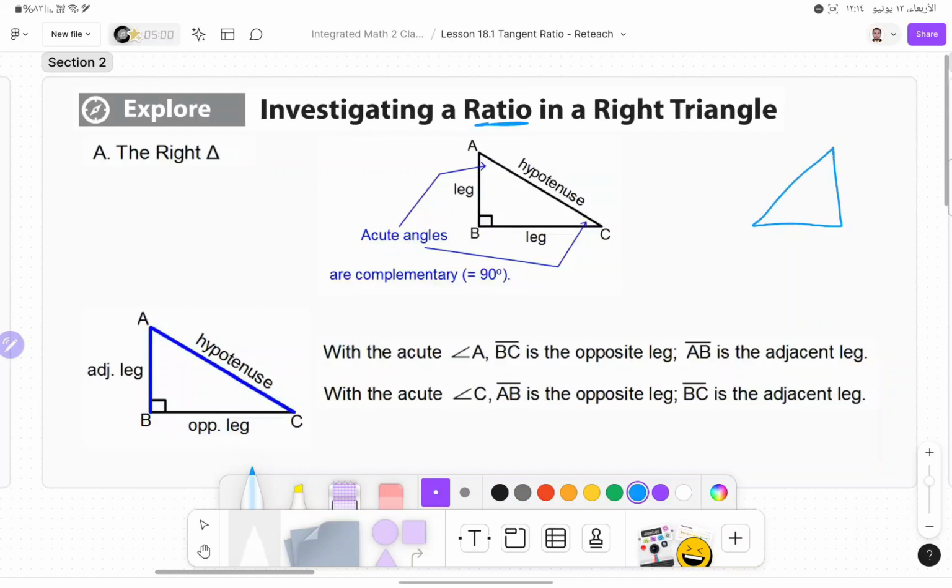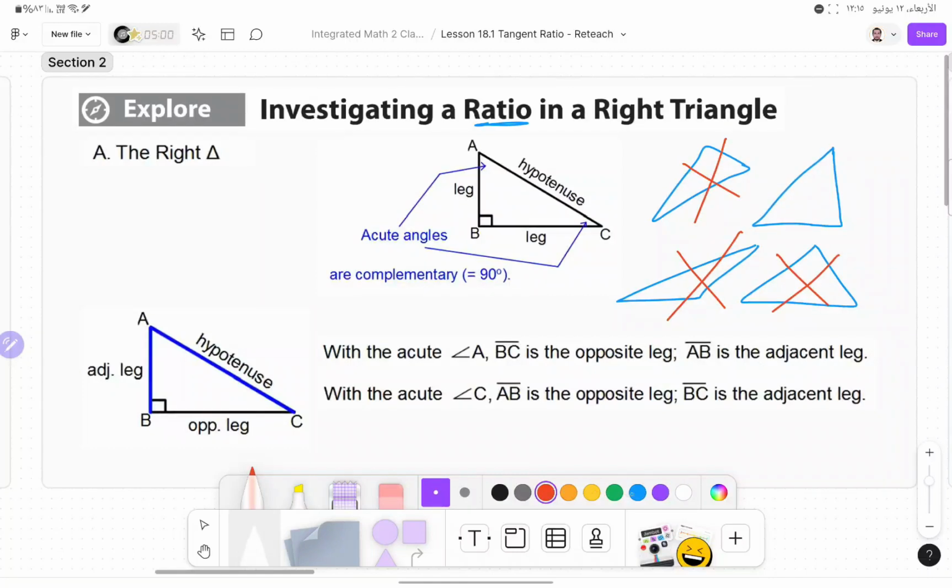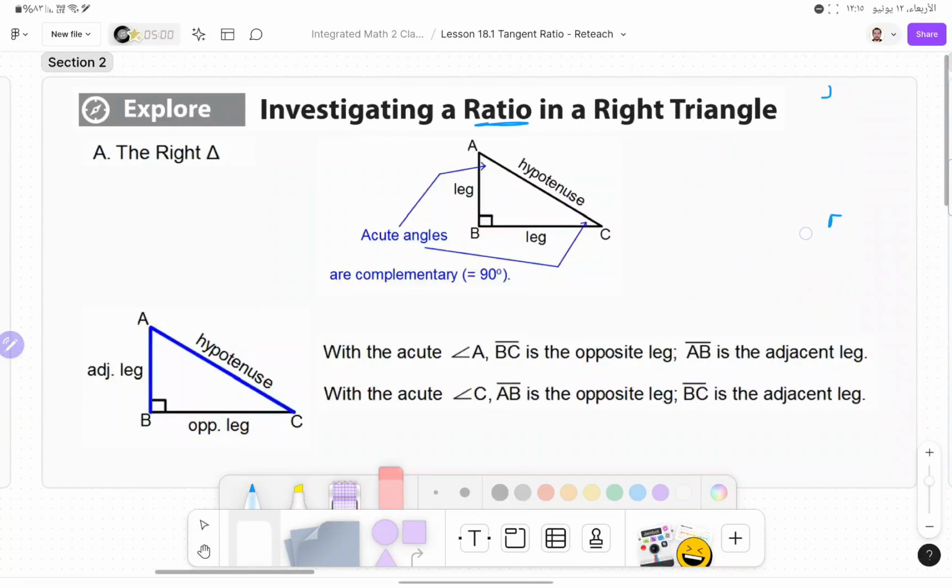When the triangle is any other type, for example an acute triangle, or an obtuse triangle, or any type of scalene triangle, I can't use the ratio. I can use the ratio only in the right angle triangle, maybe like this, or like this, or sometimes like this. If I have any other type, I can't use it. Now let's focus here.